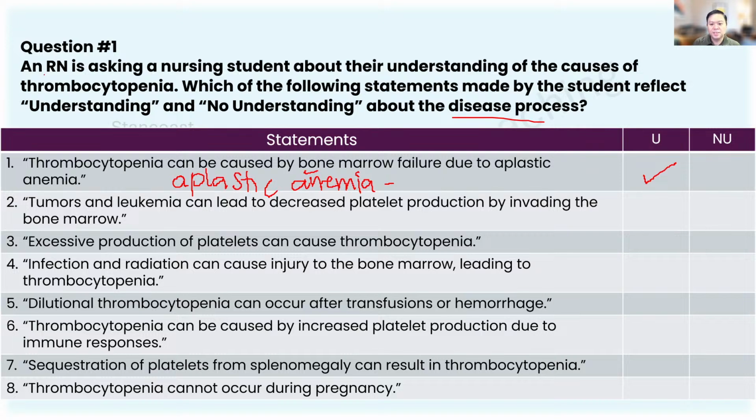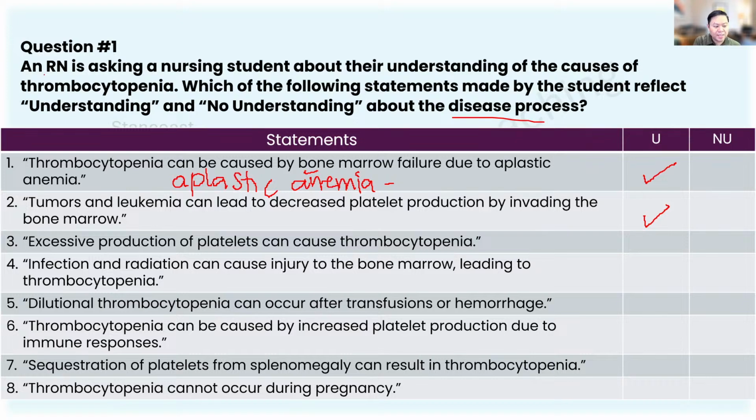Number 2: tumors and leukemia can lead to decreased platelet production by invading the bone marrow. Yes, that reflects understanding. The reason is that tumors and leukemia can invade the bone marrow and disrupt its normal function, and this will lead to decreased production of platelets. The invasion itself by the tumors can decrease the ability of the bone marrow to produce platelets, so it will lead to thrombocytopenia. Okay, so that is understanding.